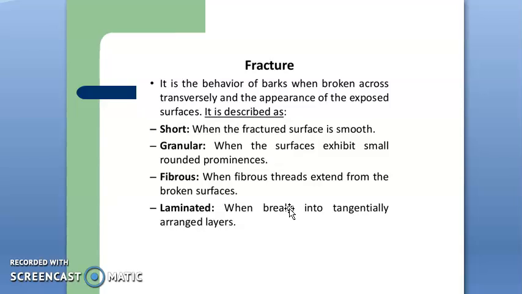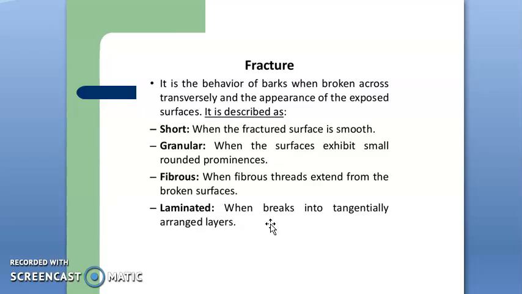Next is the fracture. The appearance shown by the transversely broken surface of the bark is known as fracture. That is, it is the behavior of barks when broken across transversely, and the appearance of the exposed surfaces. It is described as short when the fractured surface is smooth, granular when the surfaces exhibit small rounded prominences, fibrous when fibrous threads extend from the broken surface, and laminated fracture when it breaks into tangentially arranged layers.